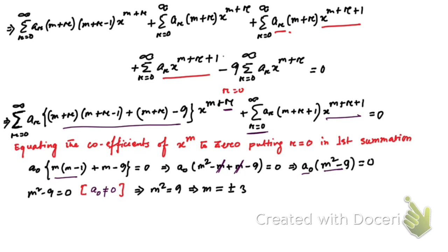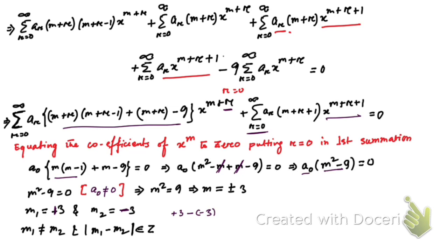So we have got the two roots. Let me take m1 as plus 3, then m2 as minus 3. So here you can see m1 is not equal to m2, and their difference belongs to Z. If you find the difference here, plus 3 minus minus 3, they differ by an integer, that's 6, which belongs to Z. So hope you have understood this.